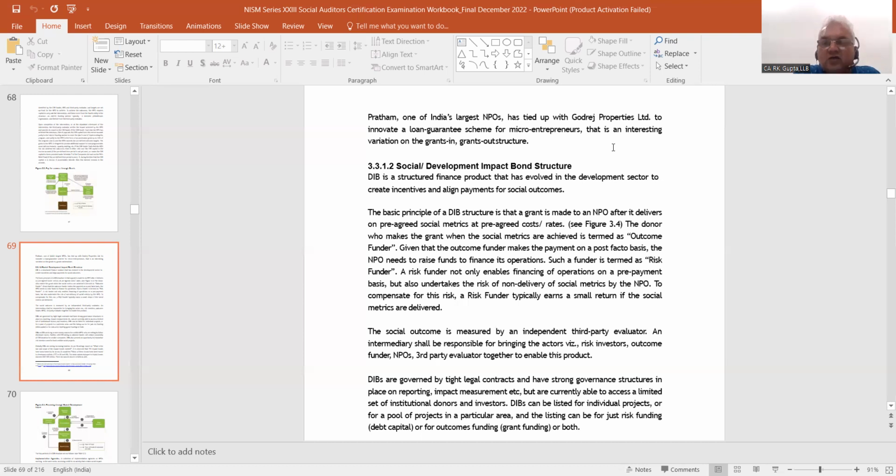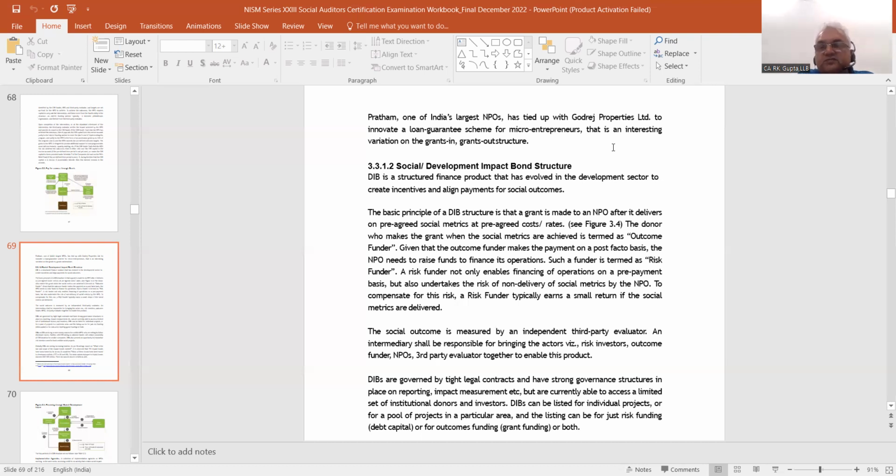So a risk funder not only enables financing of operations on a prepayment basis, because you need to pay, but also undertakes the risk of non-delivery of social metrics by the NPO. Now, the NPO, which is getting the payment, may or may not create the desired impact. So to that extent, the risk funder is at risk, but the outcome funder is safe. To compensate for this risk, a risk funder typically earns a small return if the social metrics are delivered. Okay? So what will the risk funder get? He will get a small return.